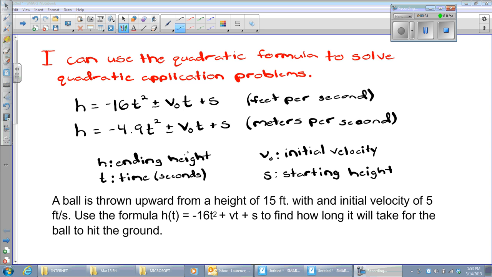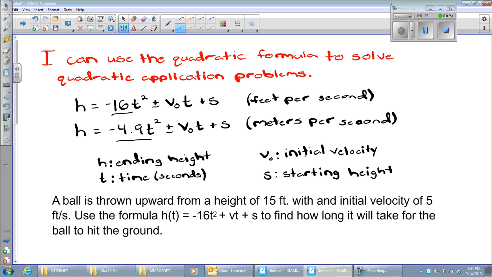And the second equation is the same thing as the first, only the units are in meters per second and not feet per second. So the only difference is the first one has the negative 16, and that's in feet, and the second one has a negative 4.9, so that is in meters. The h stands for the ending height, the t is for time, the v is for the initial velocity, and the s is for starting height.